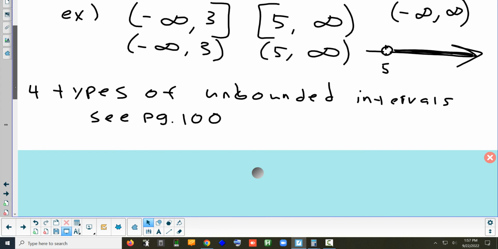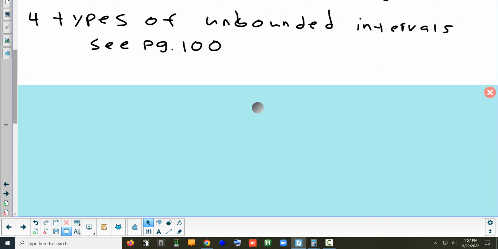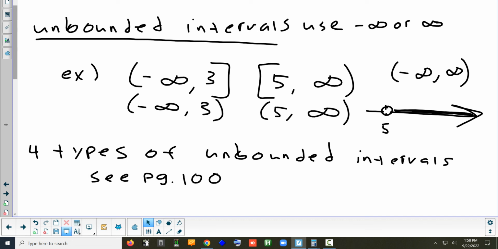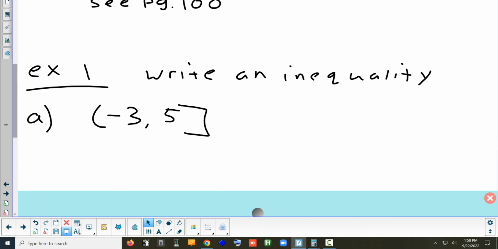So any question on that idea? There's really three different ways we can describe numbers. We can describe it as an interval, as a picture, or as an inequality. Like this bottom one really means x is greater than 5. That's what that means. Everything higher than 5. So we need to be comfortable with doing it all three ways.